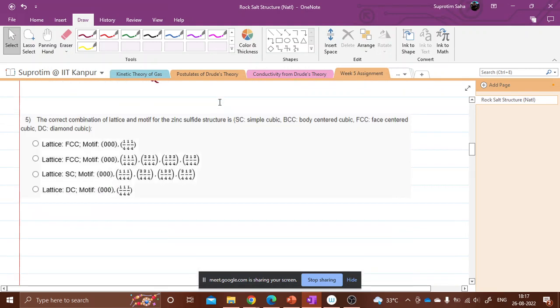So that is done. Fifth question: the correct combination of lattice and motif for the zinc sulfide structure. So basically, let me just draw the zinc sulfide structure. So this is your zinc sulfide structure.